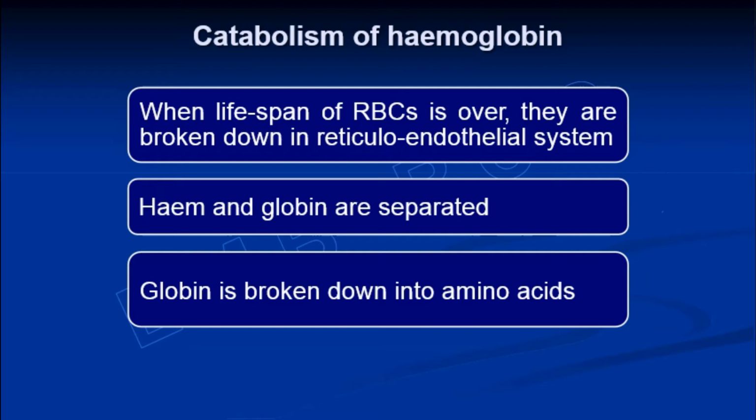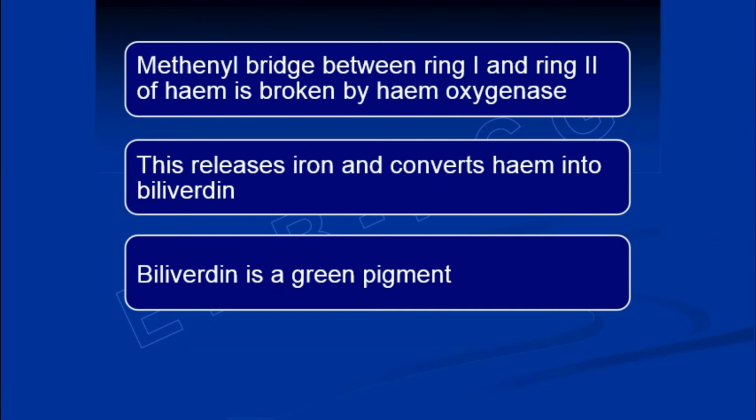When the RBCs have completed their lifespan, they will be broken down. And as the RBCs are broken down, the heme group and the globin part of the pigment hemoglobin will be separated. The globin will be broken down into several amino acids. The methenyl bridge between ring 1 and ring 2 of the heme part will be broken down by heme oxygenase.